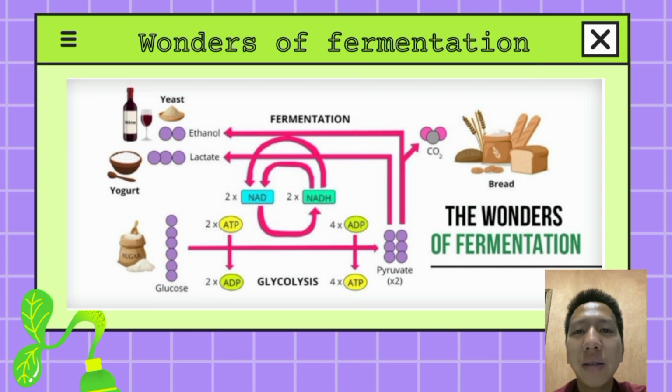C. Biotechnology and pharmaceuticals. Fermentation is utilized in the production of numerous biotechnological and pharmaceutical products, including antibiotics like penicillin, insulin for diabetes treatment, and various enzymes that are used in industrial processes.